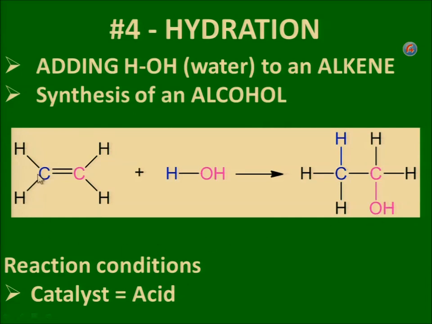Now if you look at your alkene, you have a pink double bond carbon and a blue double bond carbon. And in your water molecule, you have a blue hydrogen and a pink hydroxy group. Now the blue hydrogen goes to the blue double bond carbon and the pink hydroxy group goes to the pink double bond carbon because it's Christmas and every atom gets another atom. Your reaction conditions, it needs a catalyst, an acid.